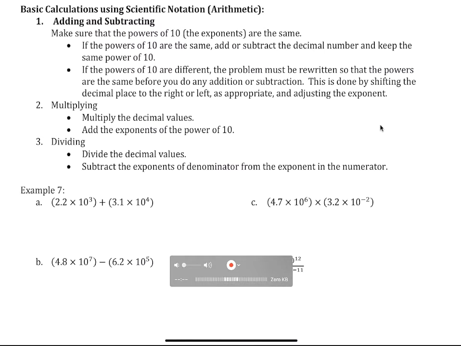So in example 7, part A, we're doing addition. So I need to have the same power. Currently, I have a 3 and a 4. So I'm going to take the smaller one and leave it. So I have 2.2 times 10 to the 3.